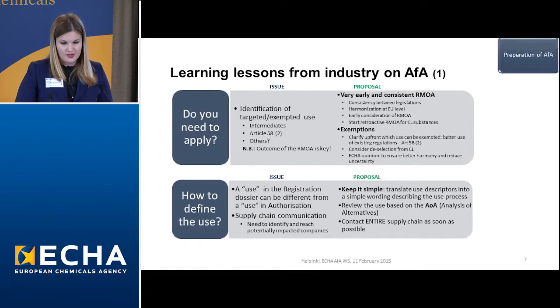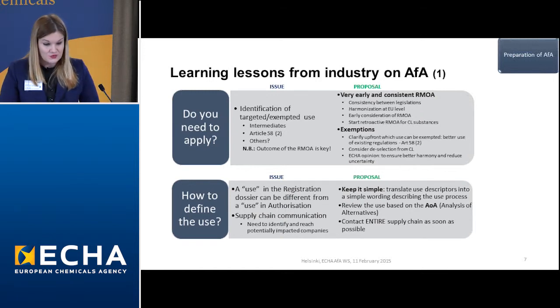On the exemption side of things, clarify up front the use to be exempted. You need to really make this very clear. You have to have very supportive evidence and justifications as to why you think you have potential case for exemptions. Consider deselection from the candidate list. I think this one is a bit controversial because we all know that you can't actually remove substances from the candidate list. But if there's a possibility that a substance has been added to the candidate list, is there potential for a substance for which a risk management option analysis was performed that it could be exempt? Then the ECHA opinion, to ensure better harmony and reduce uncertainty.